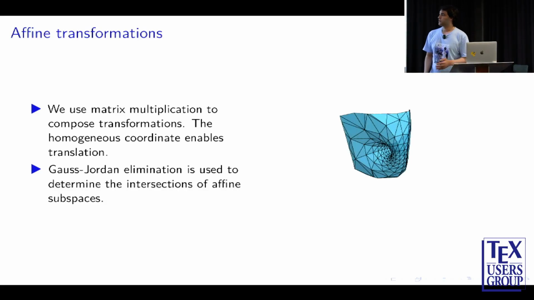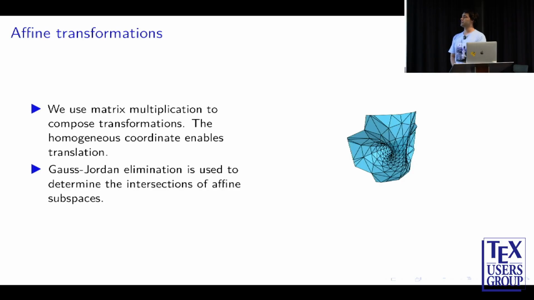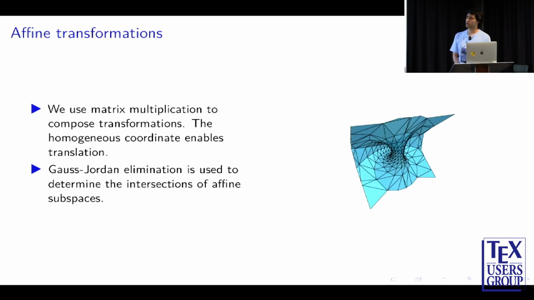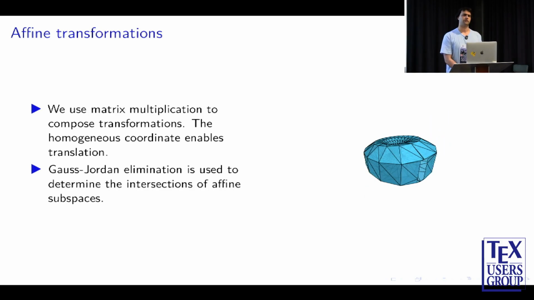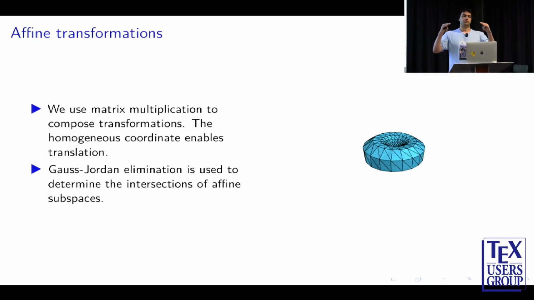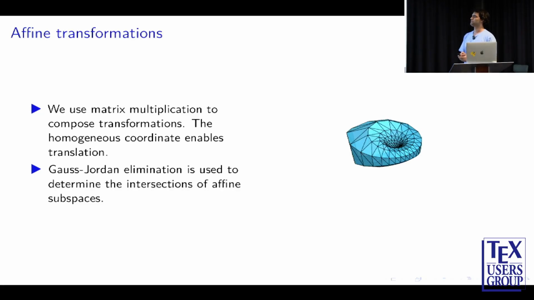And as I've mentioned multiple times, Gauss-Jordan elimination is used to determine the intersection sets of affine subspaces, which are themselves affine subspaces unless they don't exist. But if it does exist, it is an affine subspace. It reduces, it's beautiful. Simplices reducing to problems of simplices. You don't leave that class. It is something I very much like.